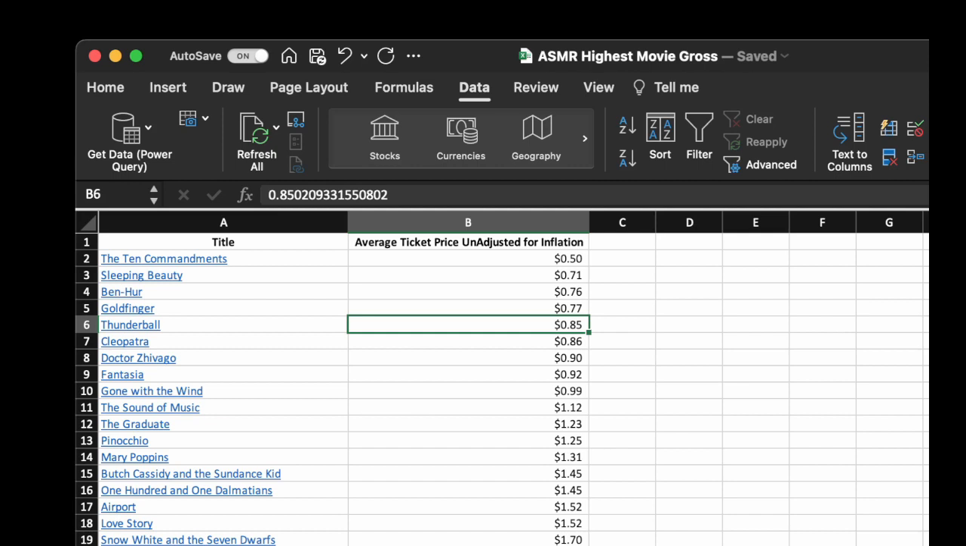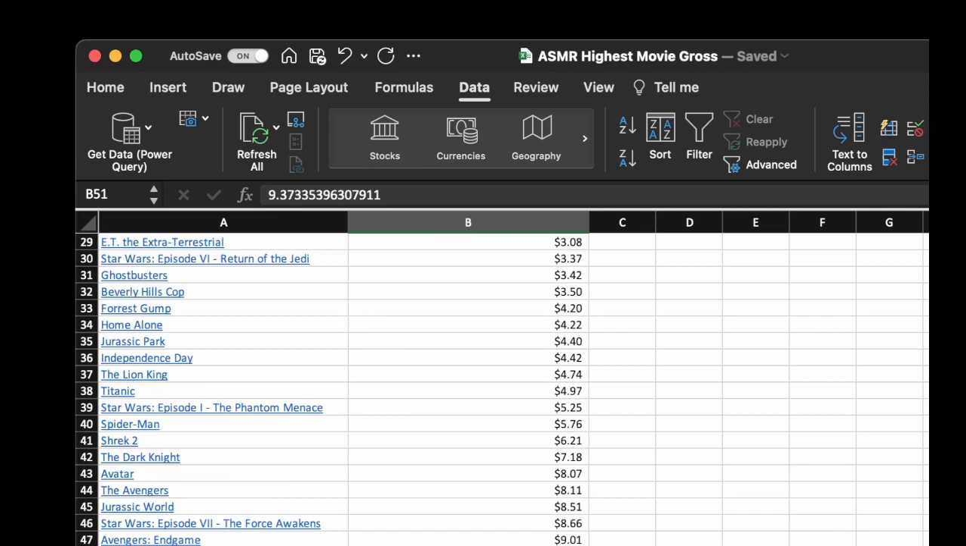If we wanted to see the highest ticket price, it would be Avengers Infinity War at $9.37. Incredibles, Black Panther, Last Jedi, Avengers Endgame. So, that's interesting.